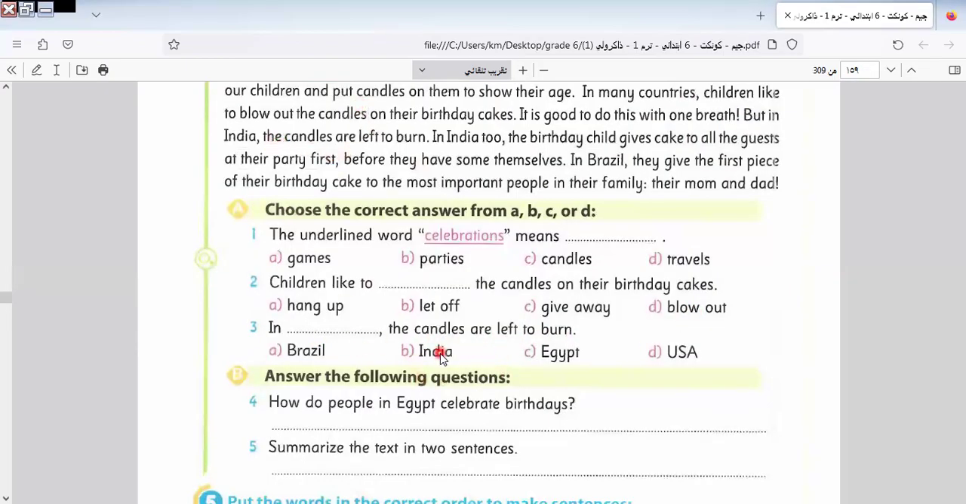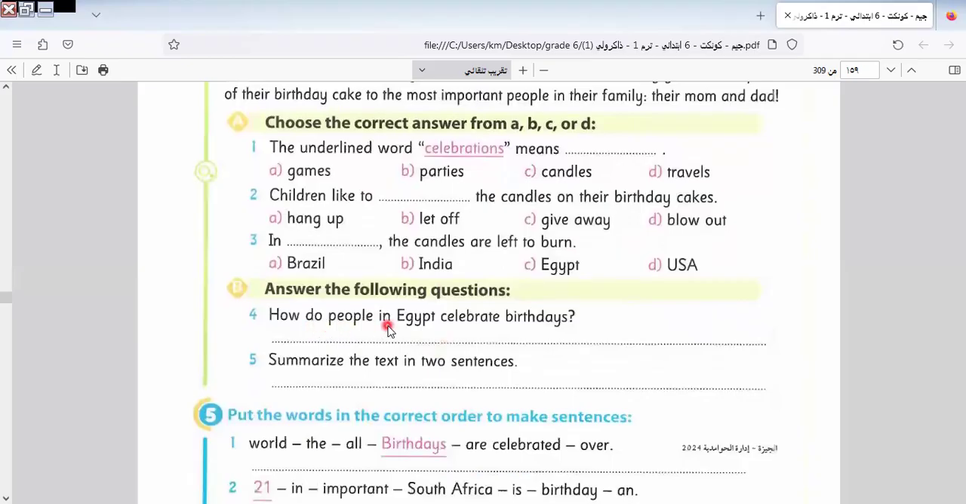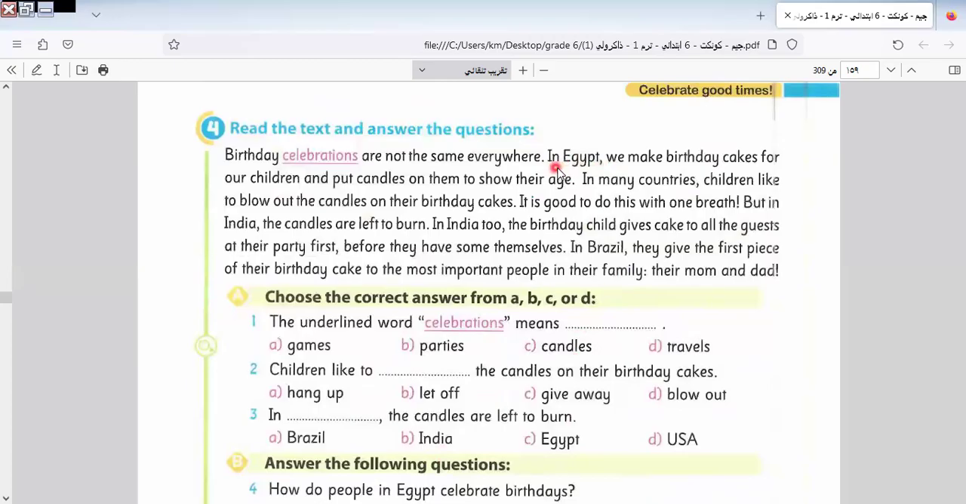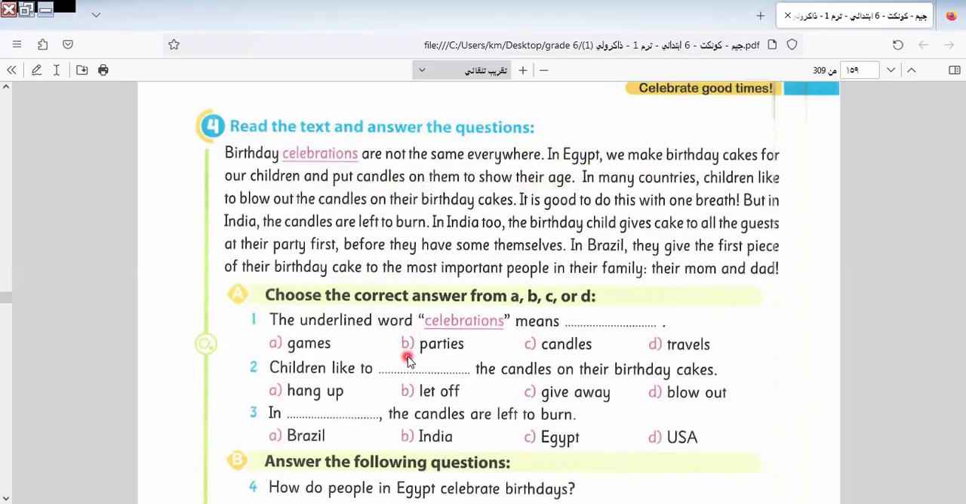In what? In India. How do people in Egypt celebrate birthdays? This is in the first line. In Egypt, we make birthday cakes for our children and put candles on them to show their age. This is the answer of this question.